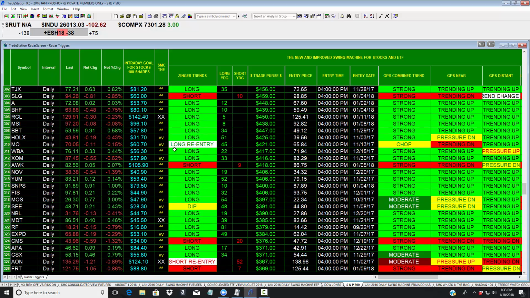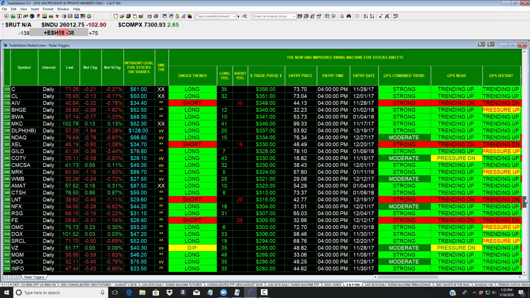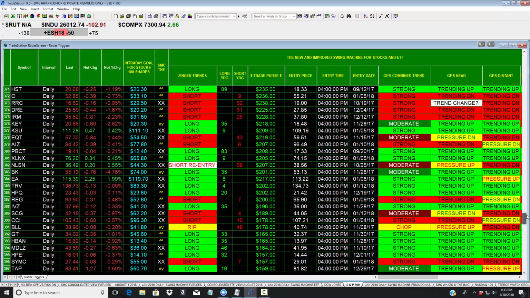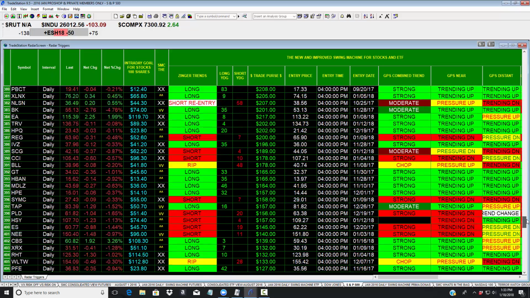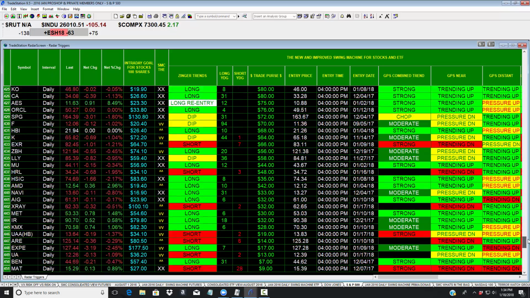And then they also light up white and tell you the actual entry day. Or in some instances, if you go from a dip to a long again, it'll give you a long re-entry or a short re-entry. So it's very much what we call decision-making software. And we're still scrolling and scrolling.